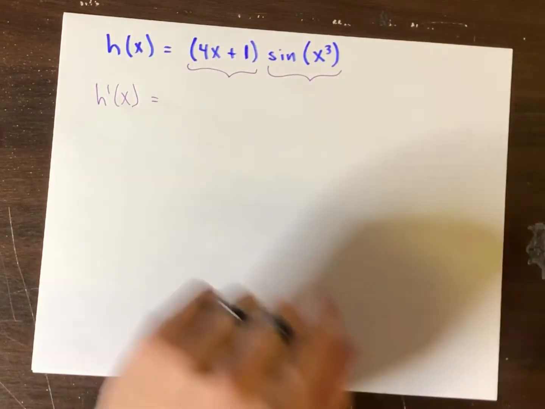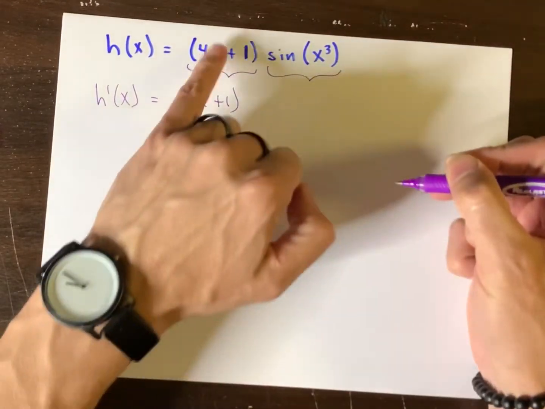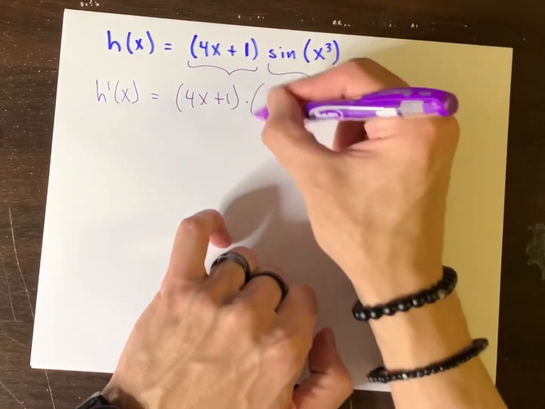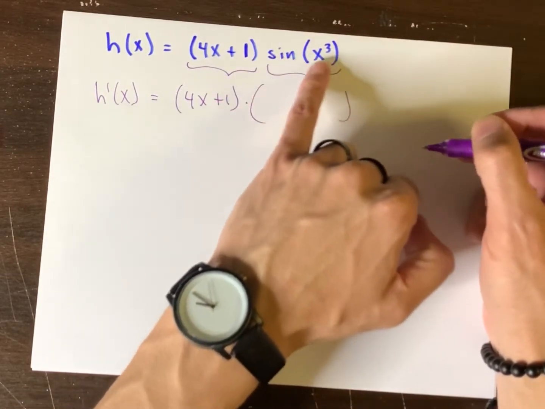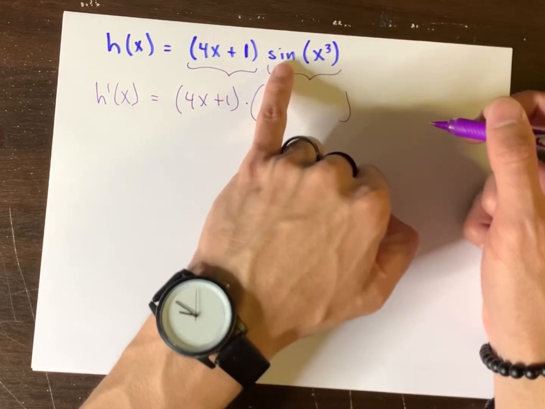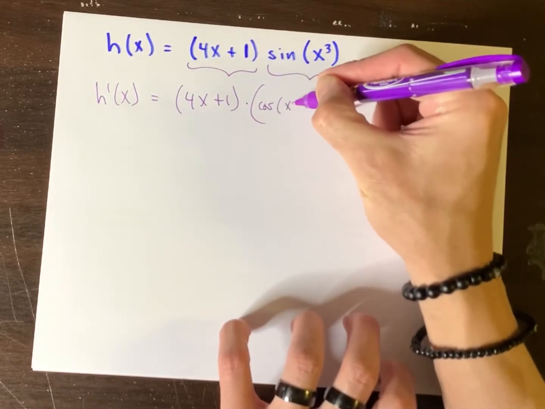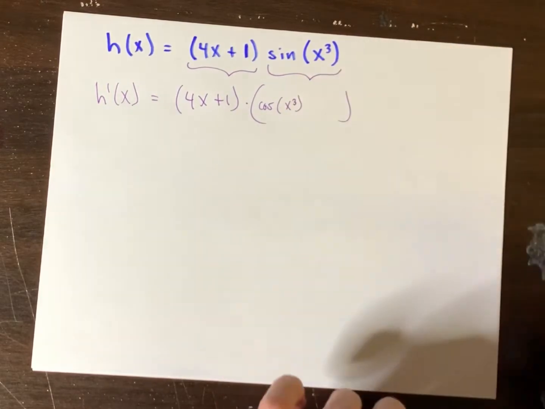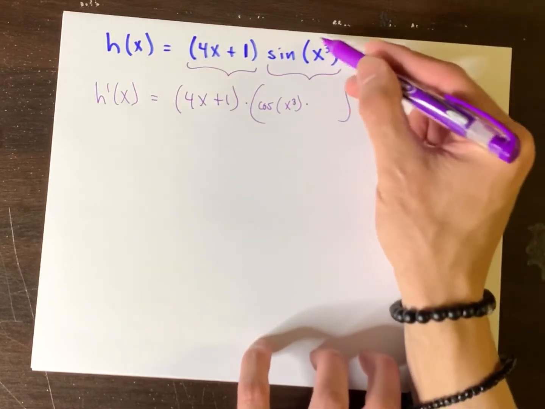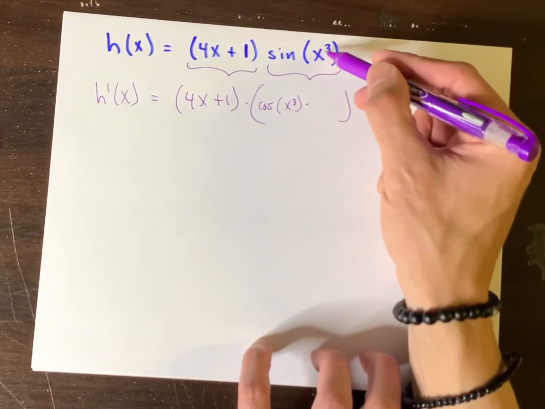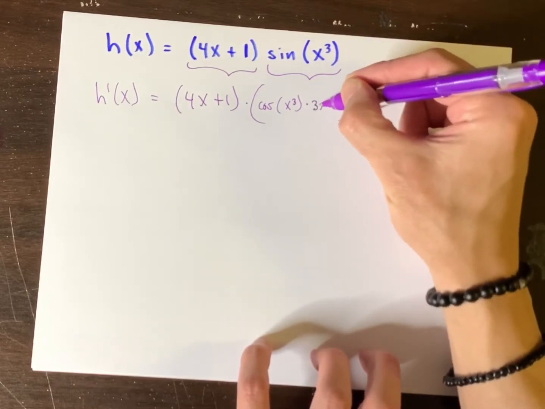So let's do this. I'm going to keep the first piece the same. So it's the first piece times, and then in here, I need the derivative of the second piece. Well, what's the derivative of this? The derivative of sine is cosine, and I keep the stuff inside the same. But then I multiply by the derivative of the angle, which in this case is x cubed. So what's the derivative of x cubed? That'd be 3x squared.